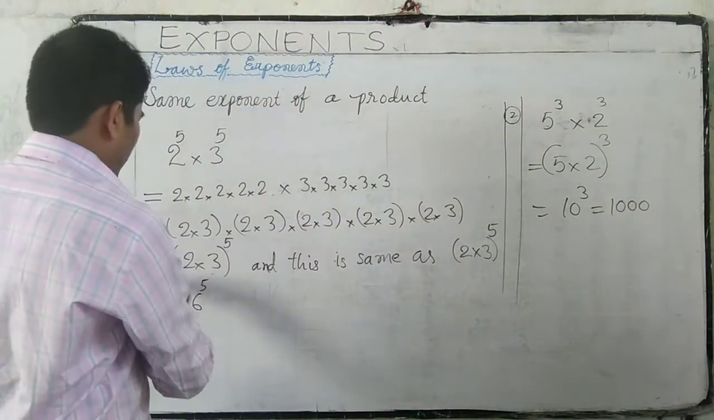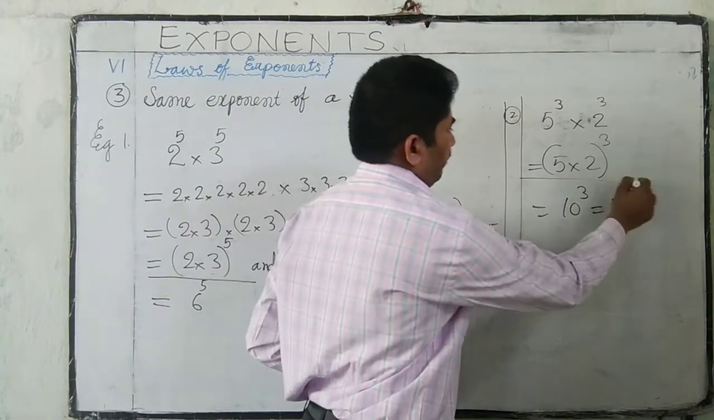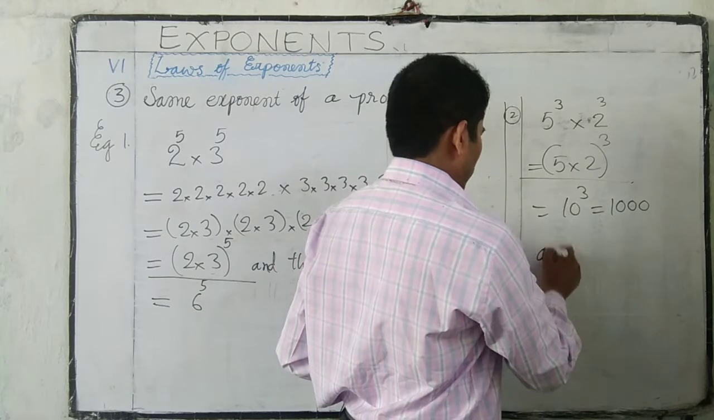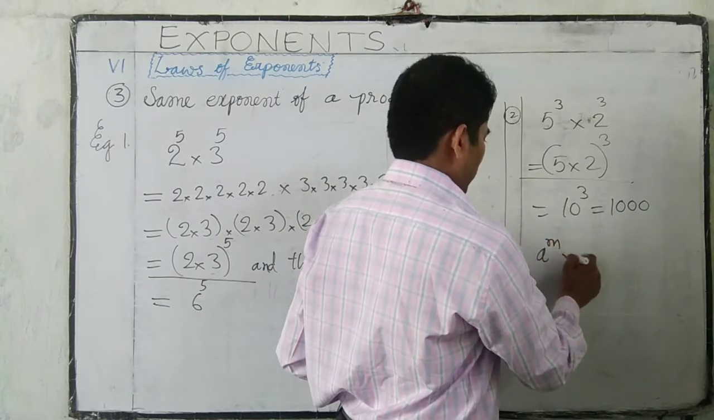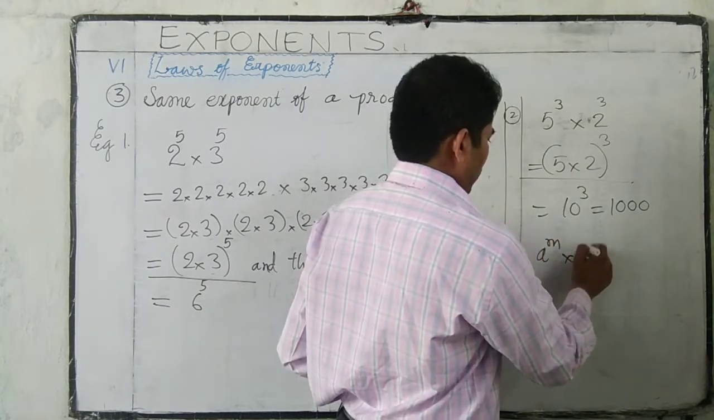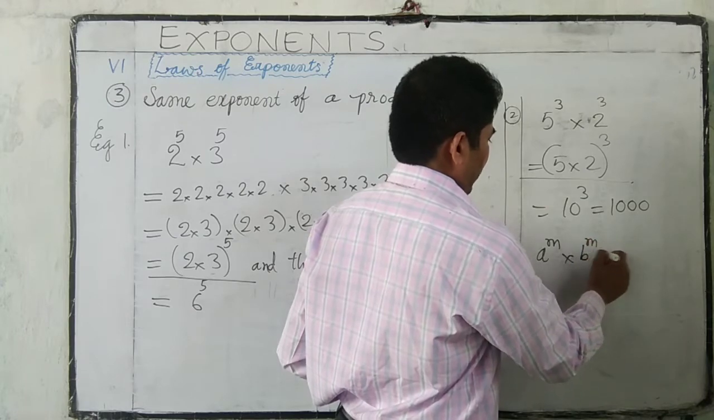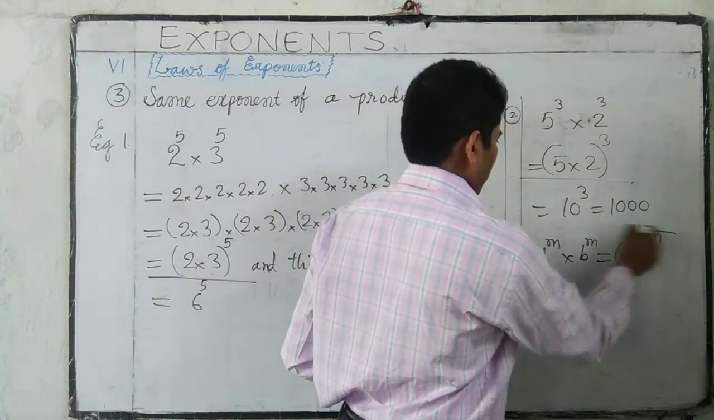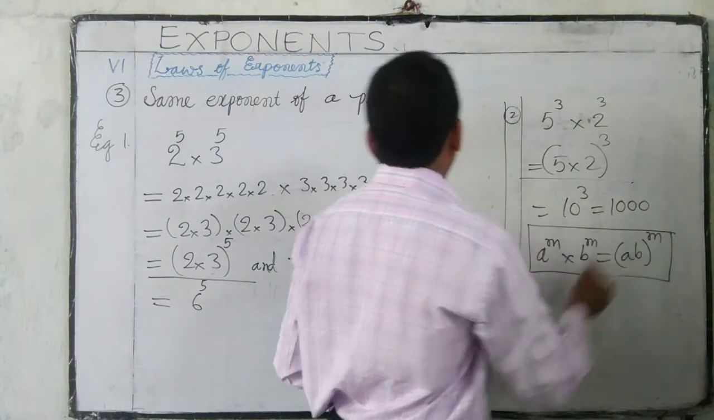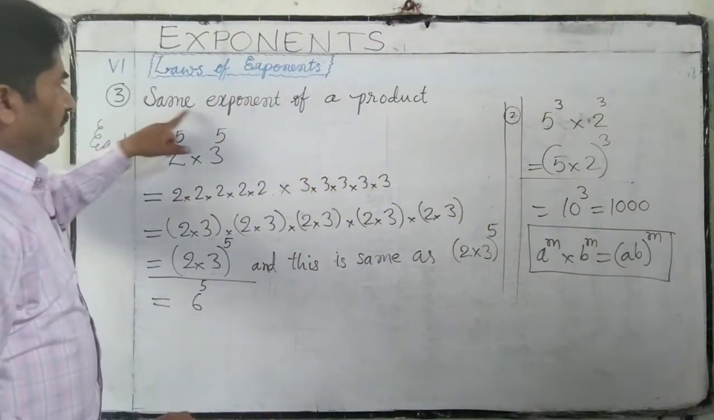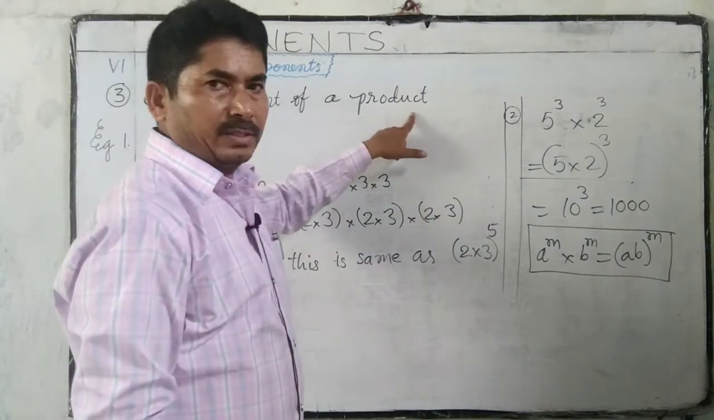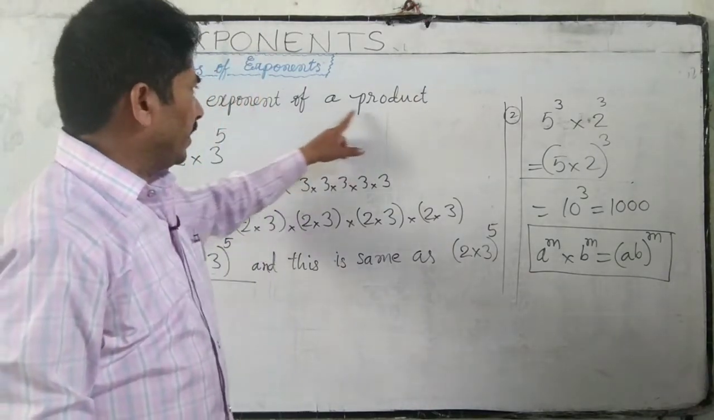But observing up to here, we can write a formula. a to the power of m into b to the power of m is equal to ab whole to the power of m. This is the formula. Same exponent of a product.